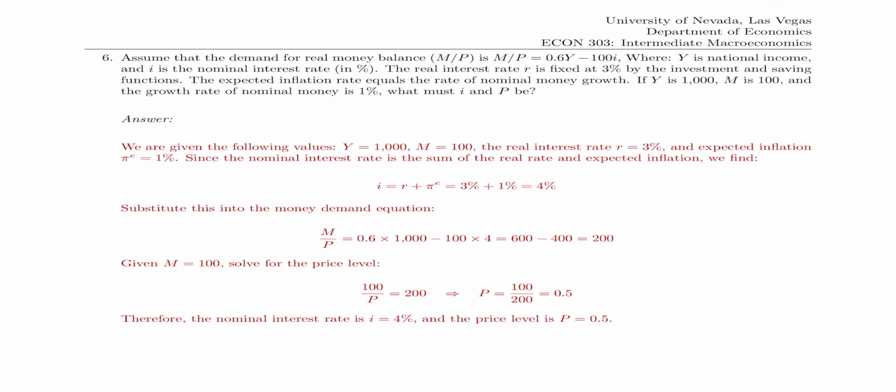Question number 6. We need to find the nominal interest rate and the price level. The real interest rate R is 3%, and the expected inflation pi E is 1%. So the nominal interest rate I equals 4%. Now use the money demand equation and substitute Y and I, then M over P equals 200. We are told M equals 100, so 100 over P equals 200, then P equals 0.5. Therefore, the nominal interest rate is 4% and the price level is 0.5.